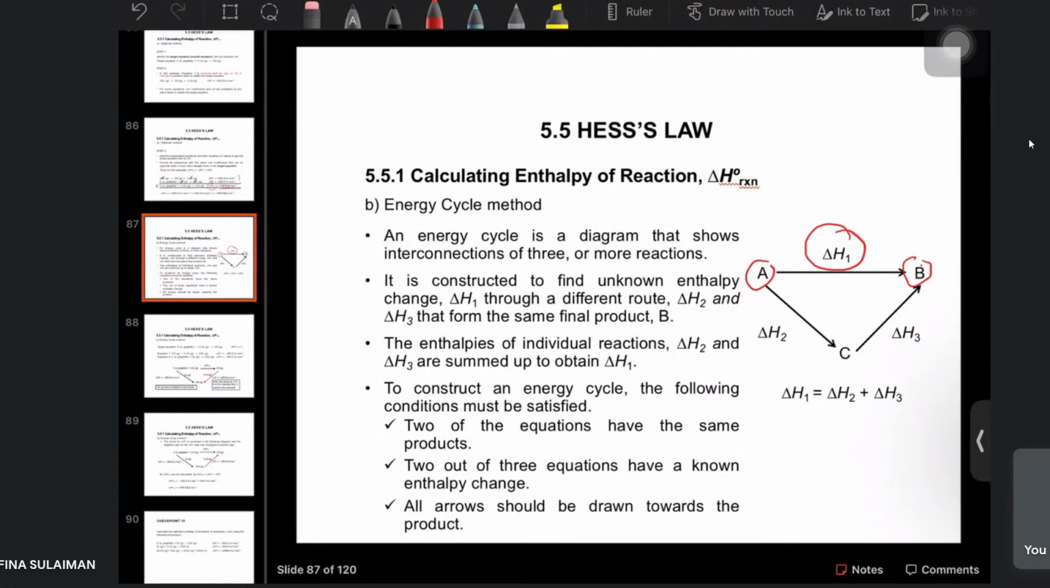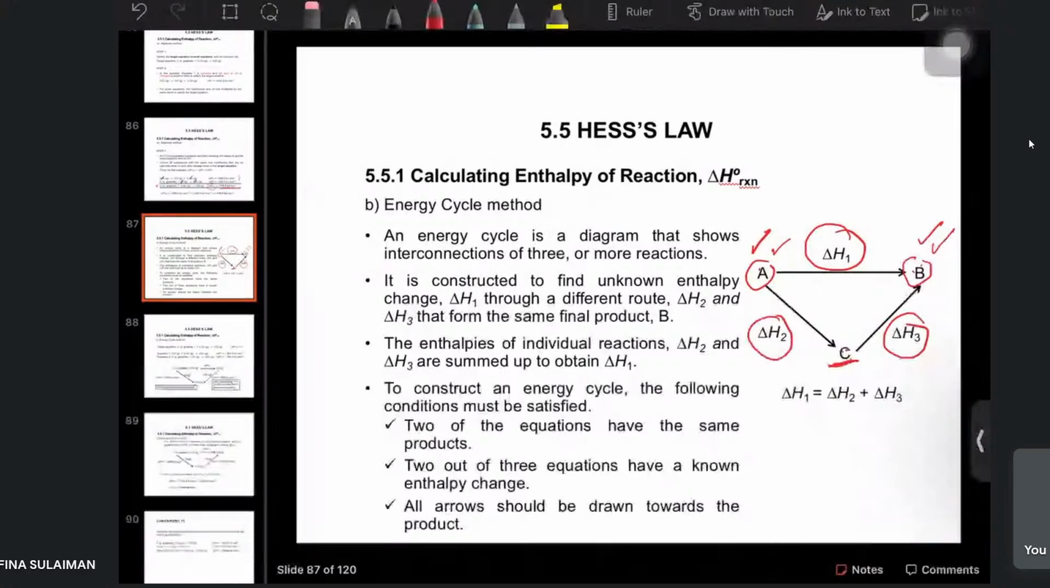Sometimes ada juga cara lain di mana A dia akan tukar dulu kepada C and then C dia tukar kepada B. Ni kita katakan sebagai another route lah. Okay, cara yang lain. Untuk A tukar kepada B, dia akan jumpa C dahulu. Okay, A convert to C, dia akan ada nilai delta H dia sendiri. C convert to B akan ada delta H dia sendiri. Tapi apa yang kita nak tengok ialah you ada reactant yang sama dan produk yang sama. Okay, so this one we call it as energy cycle method. Dengan syarat dia jadi cycle macam ni, tak terputus. Dia tengah-tengah tak tertutup. Okay, sebab tu syarat dia mesti dia punya reactant yang sama dan produk yang sama.